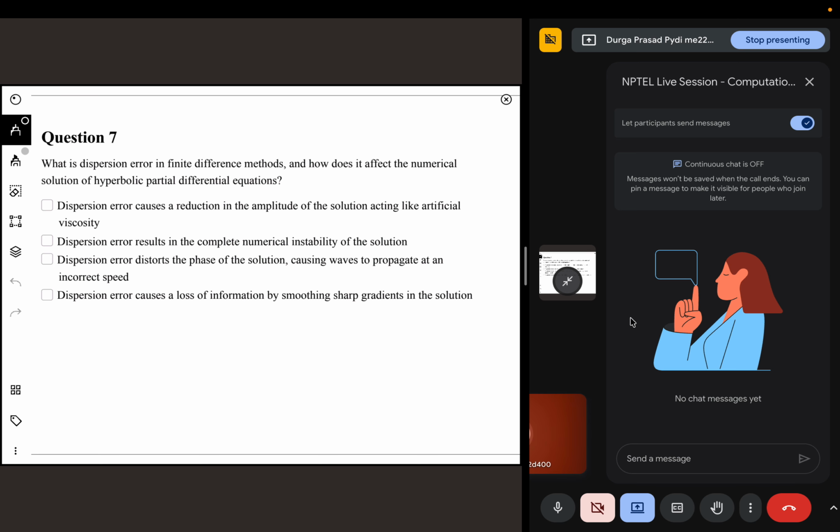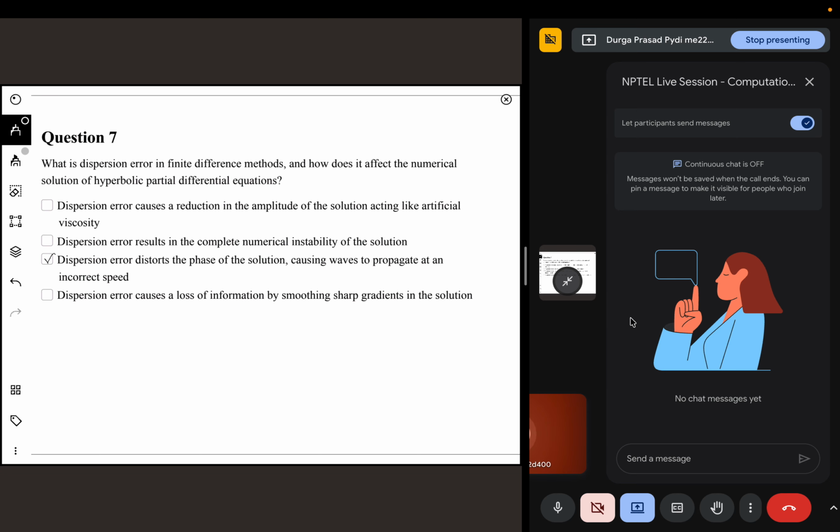So that is what dispersion error means. It does not cause a reduction in amplitude, but what it does is it changes the phase speed of multiple different kinds of waves which are having different wave numbers. So it distorts the phase of the solution, causing waves to propagate at an incorrect speed. We'll also go through other options. So the error which causes reduction in amplitude is basically called diffusion or dissipation. Dispersion results in complete numerical instability of the solution? No. Dispersion, as I said, only changes the speed. It has nothing to do with the numerical instability as such.